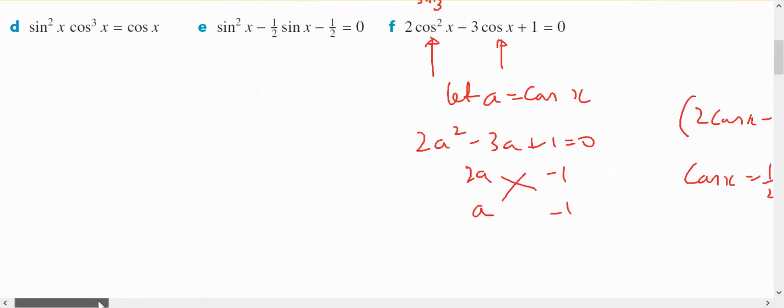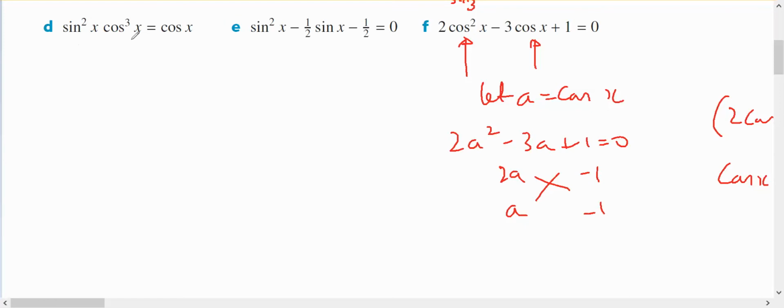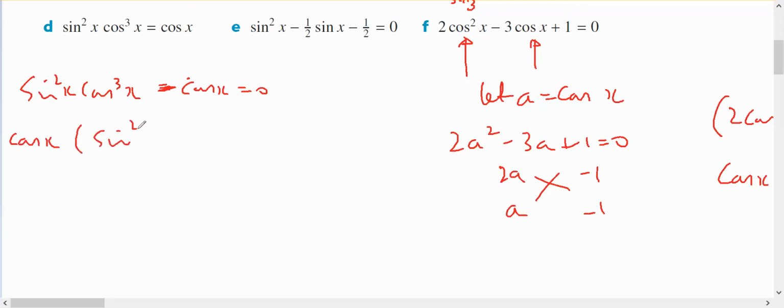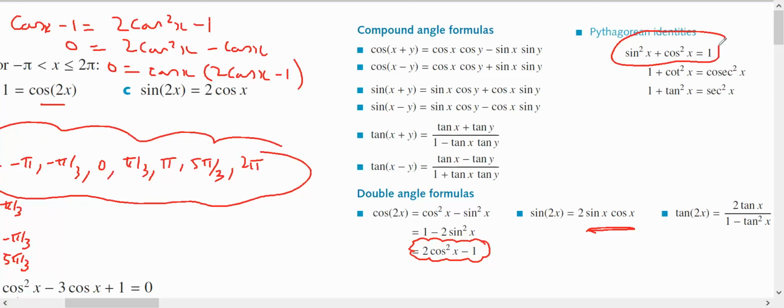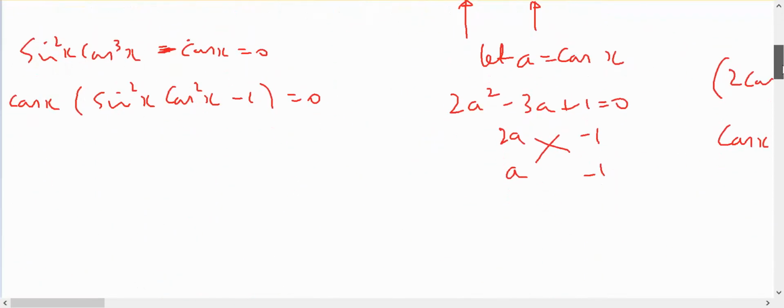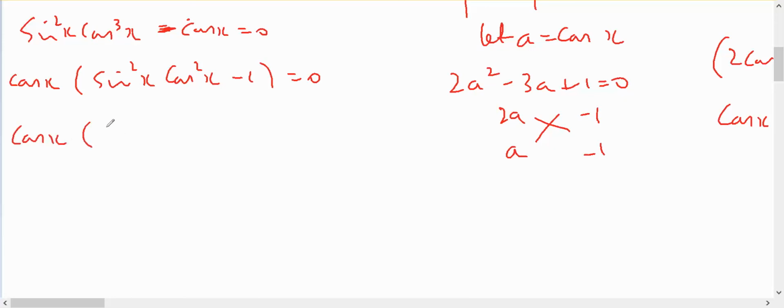Solve them each separately. In this one here, I've got the sine squared and the cos cubed equals the cos. So I better bring the cos over. So I've got sine squared of x cos cubed of x minus the cos of x equals 0. If I take a cos of x out, that will give me sine squared x cos squared x minus 1 equals 0. I can use this identity the other way around. So I could then say that this is the cos of x times 1 minus the cos squared of x times the cos squared of x minus 1 equals 0.